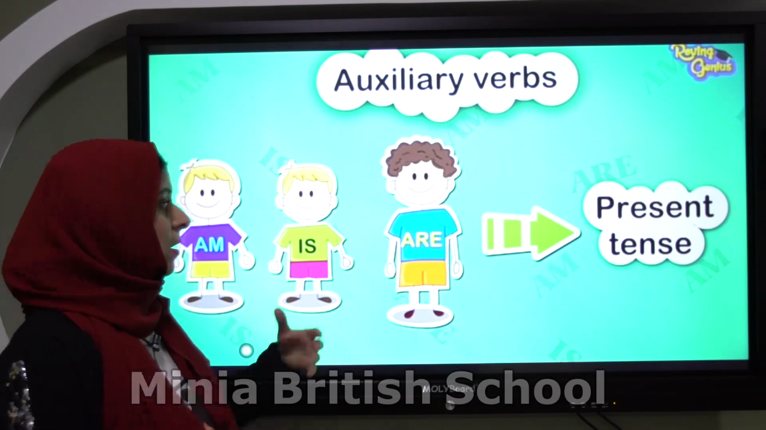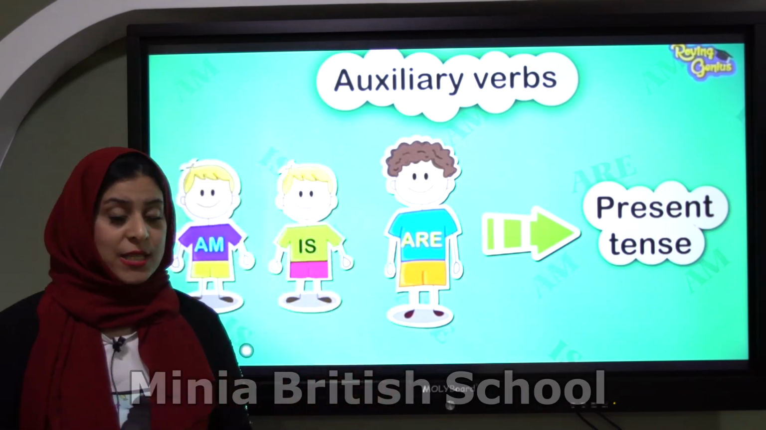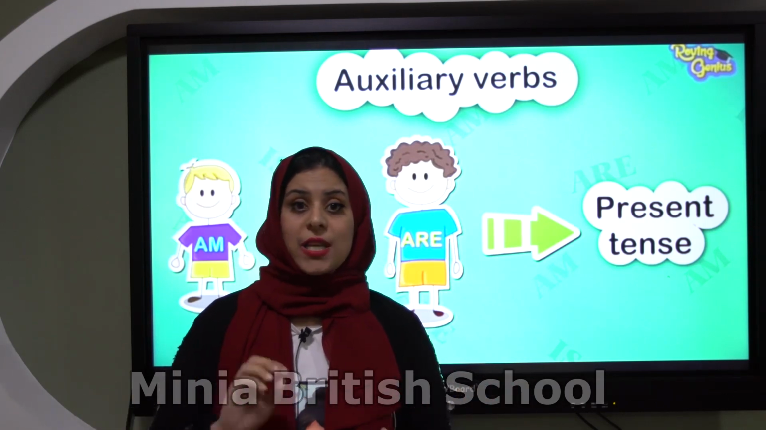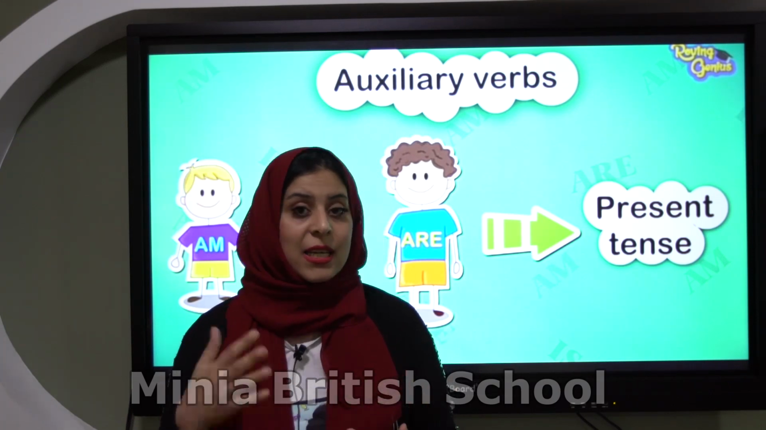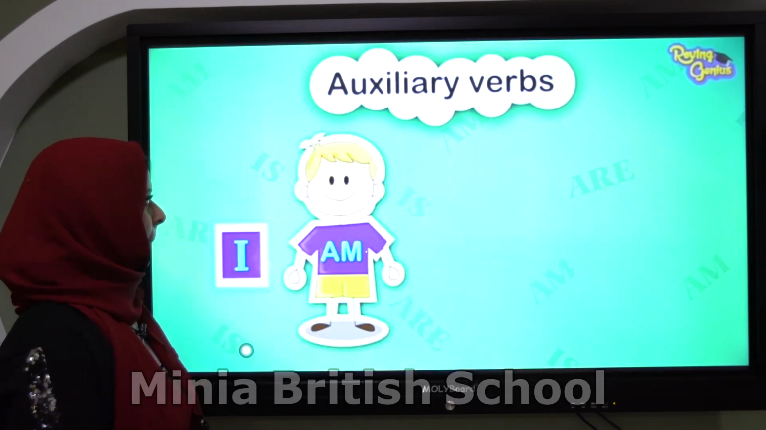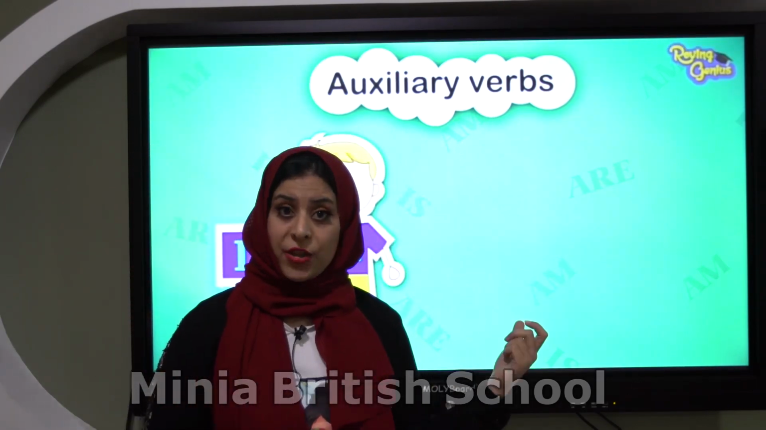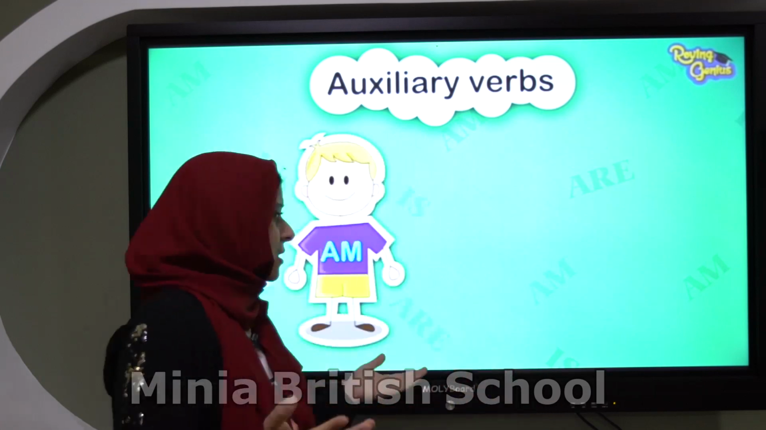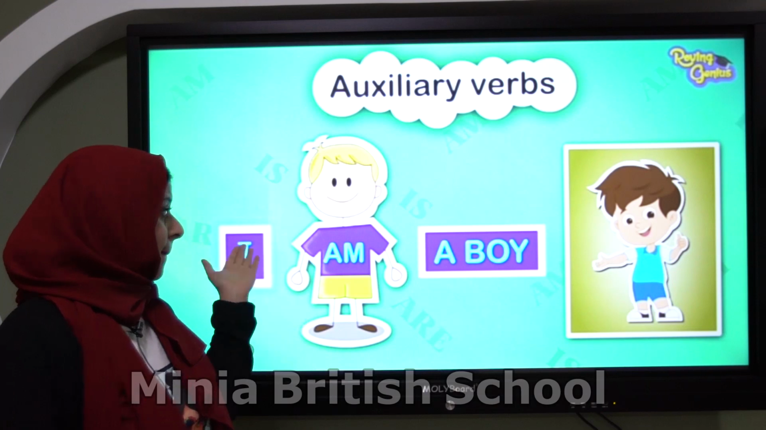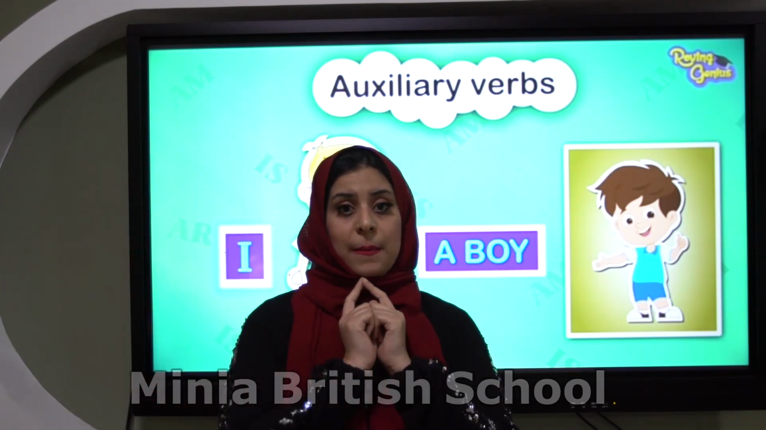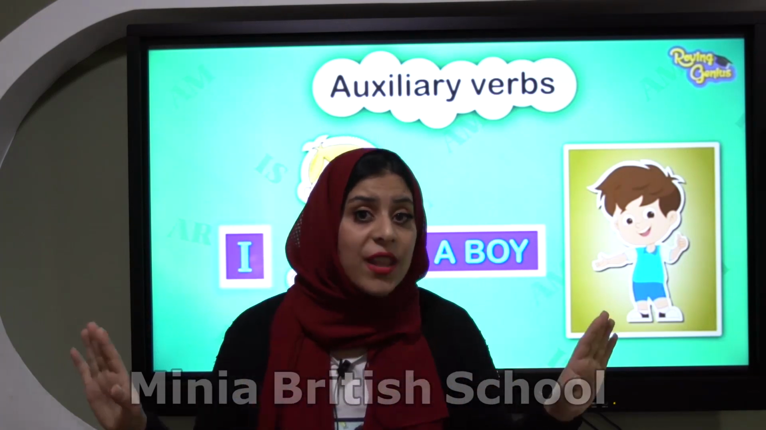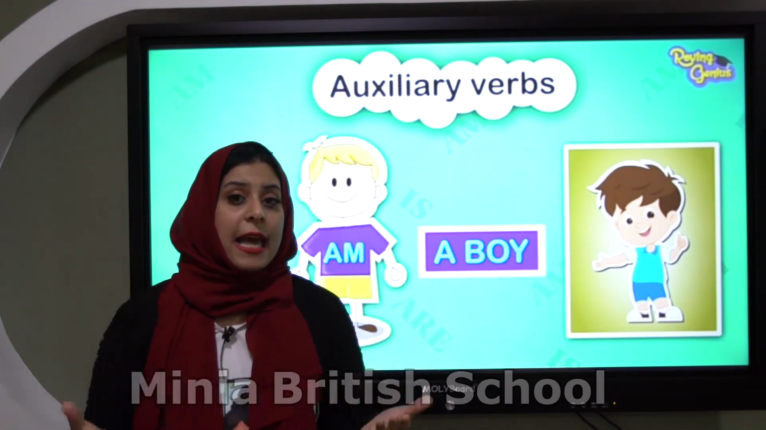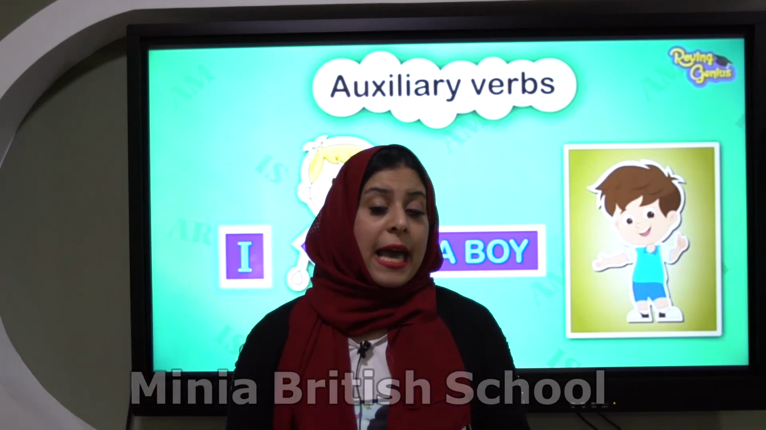Am, is, are. They are brothers. They were called auxiliary verbs. Why? Because they are used to tell information about things in present tense. This is Am, the first brother. Am is very shy. He had only one friend, I. He liked to hang around only with I. Like I am a boy. I am a teacher. I am happy.